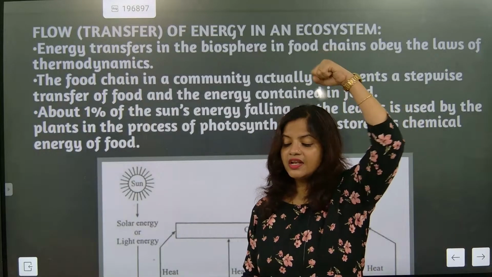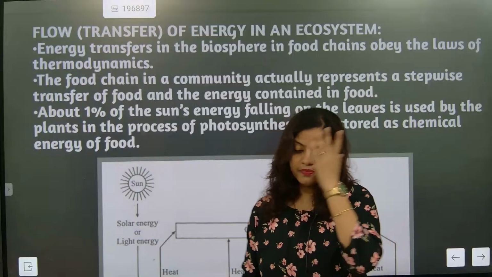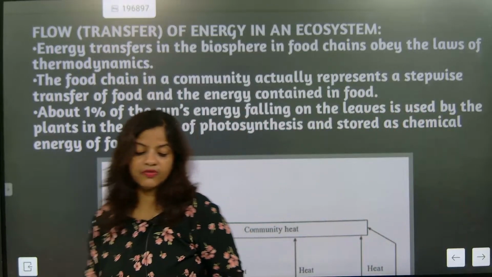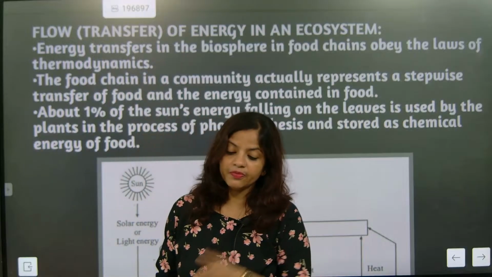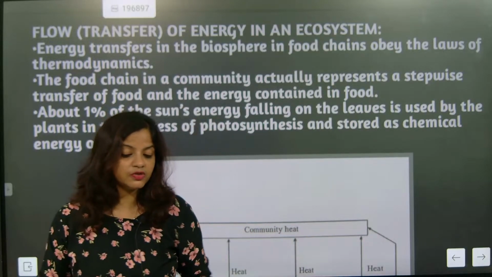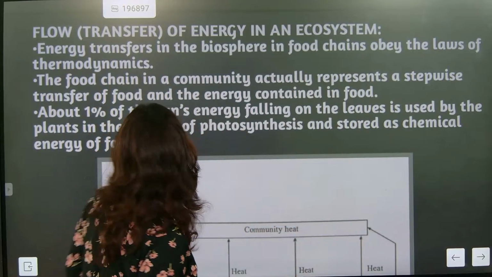So how much sun energy is utilized? 1%. How much is transferred? 10%. That means the plant will transfer 10% to the herbivore, the herbivore will transfer 10% to the primary carnivore, and the primary carnivore will transfer 10% to the secondary carnivore. The systematic pattern is going like this. Okay, now you go for the next one.